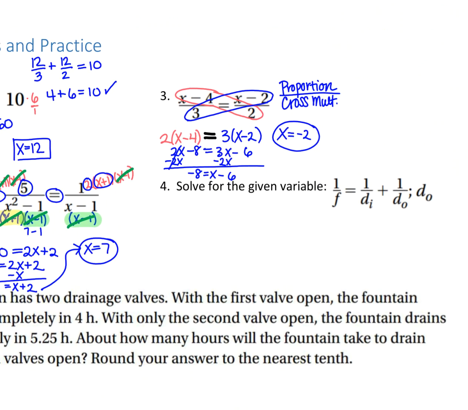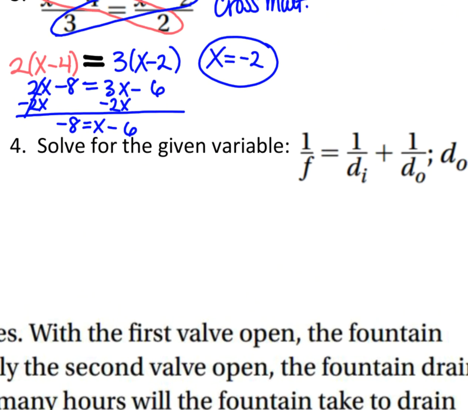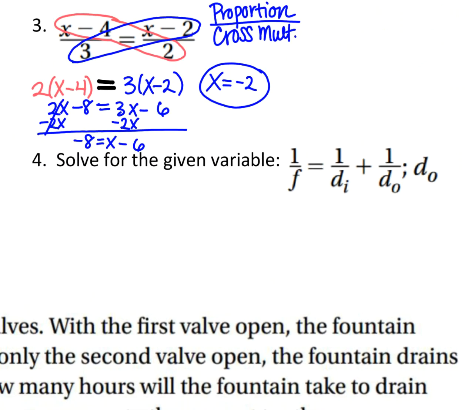Next question, number 4. Solve for the given variable. Okay, so there's no numbers here. They're asking you to solve for a variable. They want us to solve, you see it right here after the semicolon, D0. We need to isolate D0. We need to get it alone.